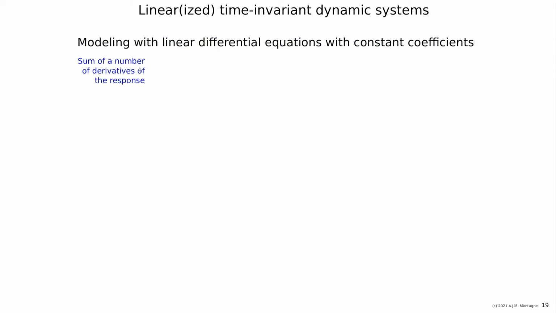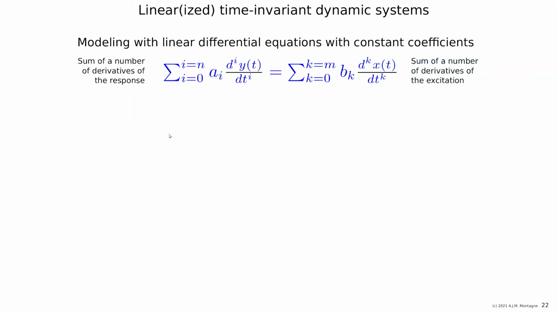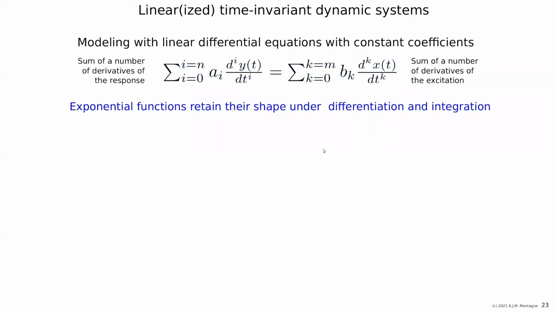A sum of a number of derivatives of the response is equal to the sum of a number of derivatives of the excitation. So it's first nice to understand the sentence and then to write it down in the language that we usually use, which is mathematics. So here you see, if the response is y(t) and the excitation is x(t), then a sum of a number of derivatives of y(t) equals a sum of derivatives of x(t).